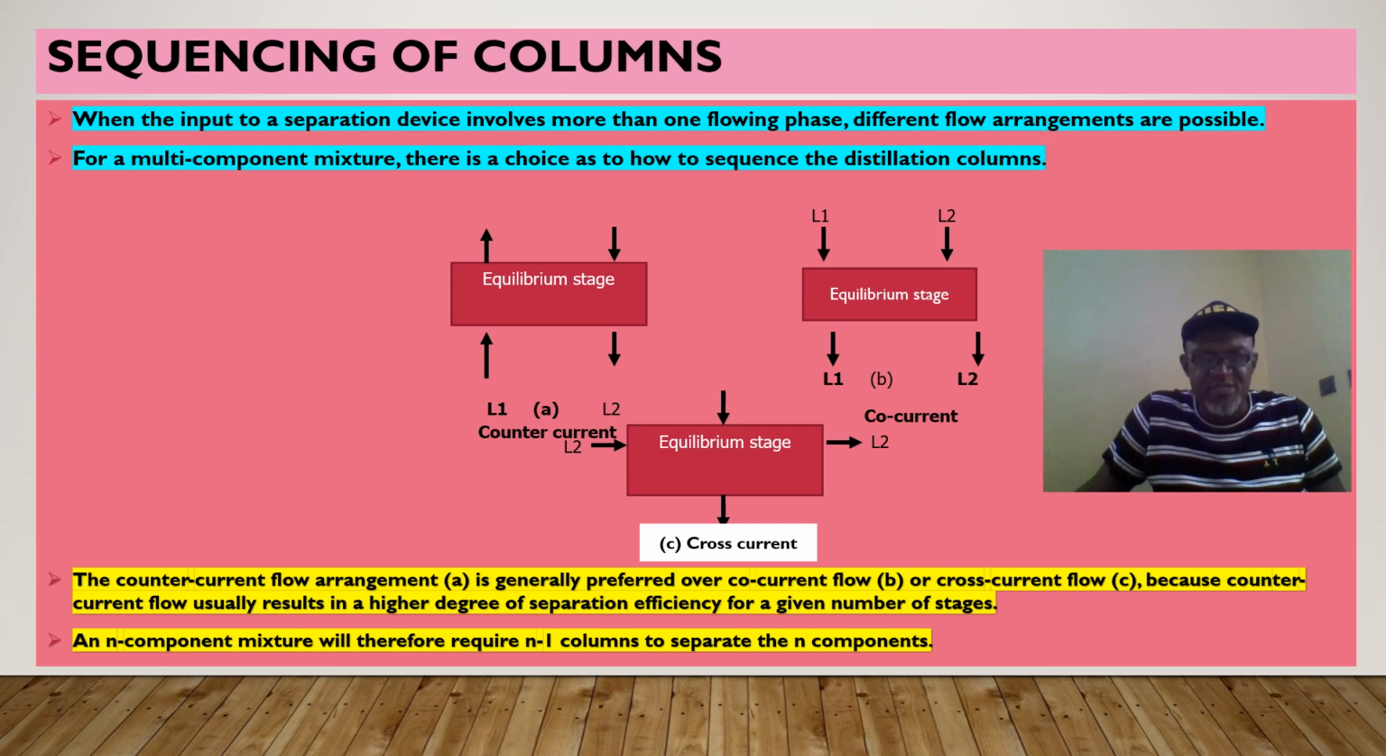An n-component mixture, remember we said that we can calculate the number of equilibrium stages. An n-component mixture would therefore require n-1 columns to separate it. So if you have a 5-component mixture, it means we are going to require 5 minus 1, that is 4 columns, to separate that 5-component mixture.